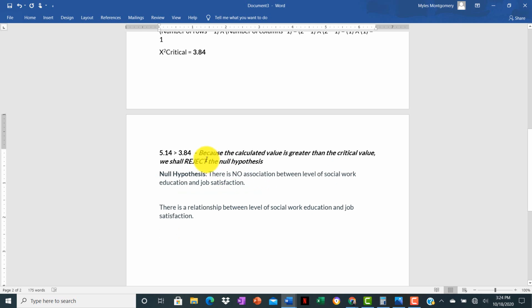The prevailing argument is this one. Because our calculated value was in fact greater than our critical value, we will reject the null hypothesis and find that a relationship does exist between our two variables, in this case, level of social work education and job satisfaction. I know this isn't exactly the easiest thing, but hopefully it was at least clear in terms of the process. I think it's going to take a couple attempts, but I think you'll get it. It's just a matter of remembering the steps and practicing them.